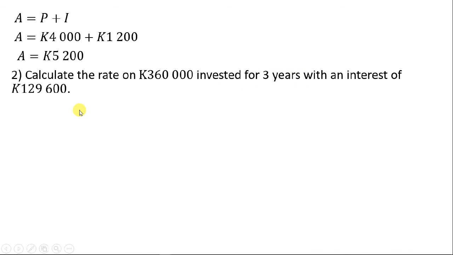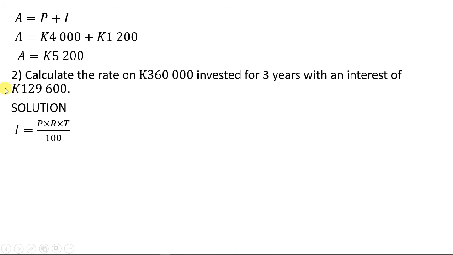We continue. Question 2 is saying calculate the rate on 360,000 kwacha invested for 3 years with an interest of 129,600 kwacha. So we are going to start with first stating the formula. We'll say interest is equals to principal times rate times time over 100.